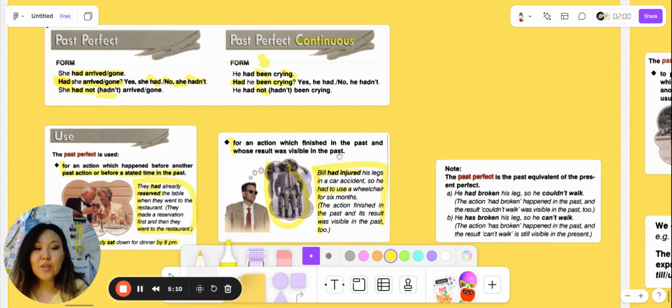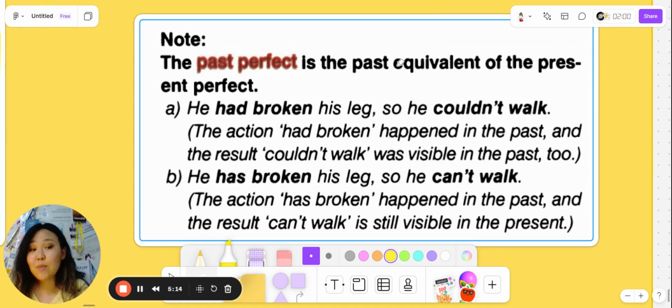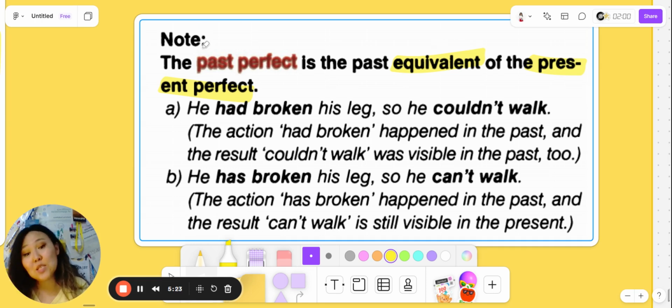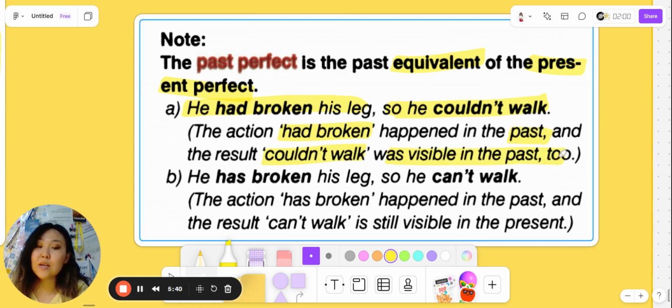Okay, also we need to remember that past perfect is the past equivalent of the present perfect. We remember that present perfect is usually about the result in the present, but past perfect is the equivalent. It means that it's also about the result, but in the past. So he had broken his leg, so he couldn't walk. This action, had broken, happened in the past, and the result, couldn't walk, was visible in the past too.